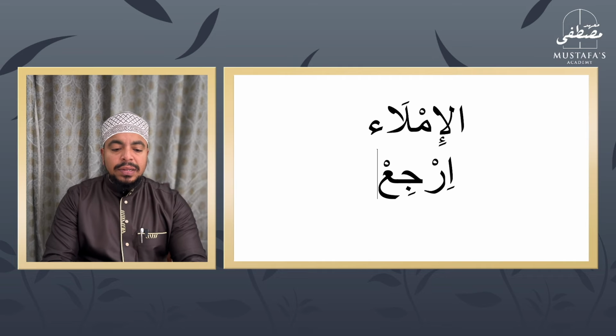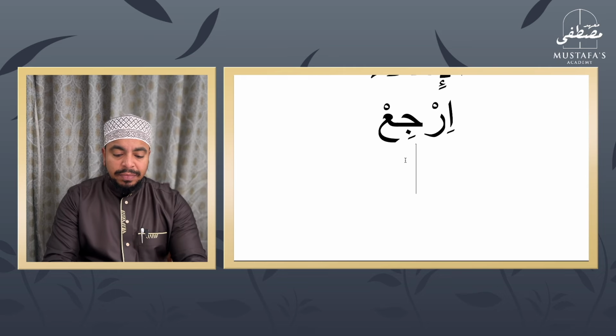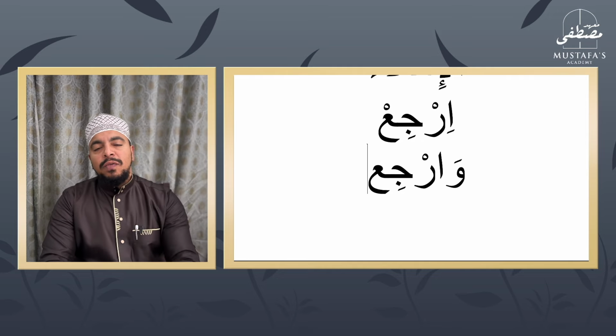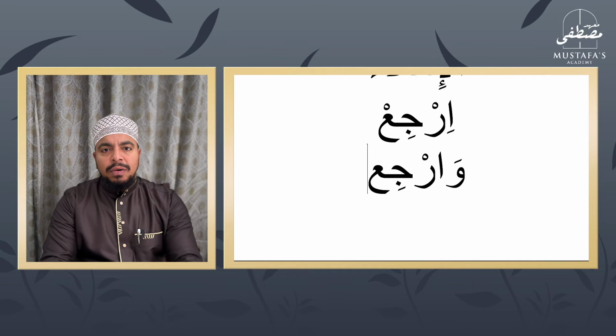Irji'. Okay, irji'. That's how you say it. But with this same Hamza, if there was a waw before it, you wouldn't say wa irji'. Wa irji' is wrong. If you say wa irji', that's wrong. So what do you say? You say warji'. Why do you say warji' over here?